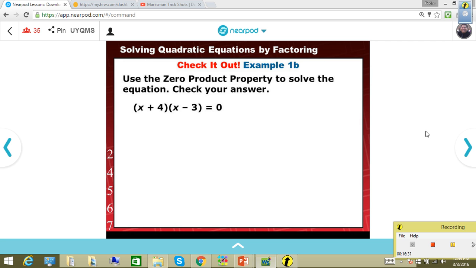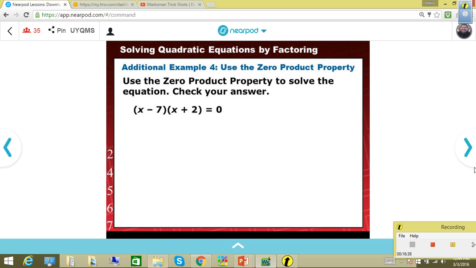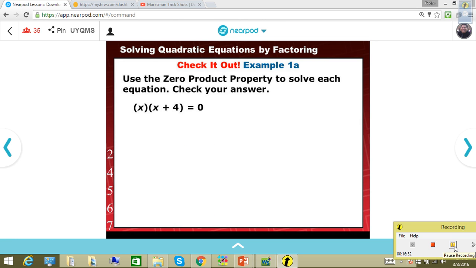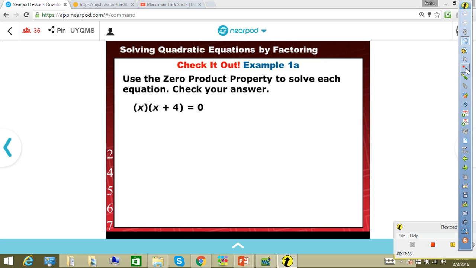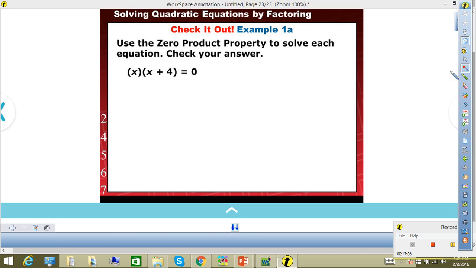On this one, we're going to skip the check for right now. Here we go. Let's go to the next one. I'm going to send you this one to do on your iPad. It shouldn't take you more than 30 seconds. Ready? Lock your toolbar. Ready? Go. Example 1A, copy this: x times (x plus 4) equals 0. We're going to do this one together. Here we go.